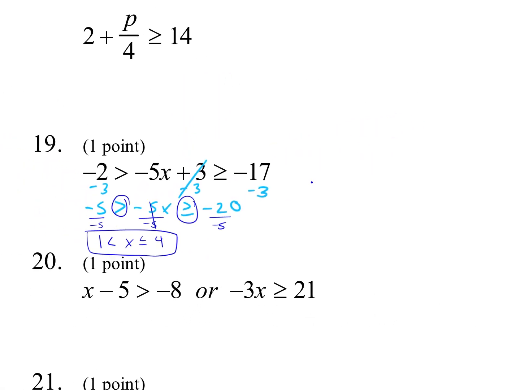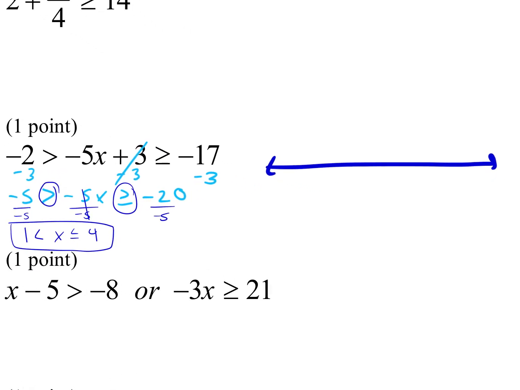So let's put that on a number line. Because it says to graph, so when we have to graph, we put it on a number line. I have a point at 1 and another one at 4. So I'm going to put some points in the middle here. So this would be 2, 3, 5, 0. At 1, would I have an open circle or a closed circle?